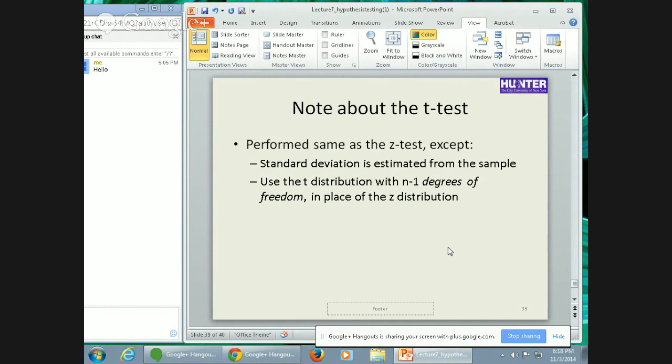You're going to use t-tests just the same way that I've been showing you with the z-test here, except you'll use the t-table instead of the z-table.